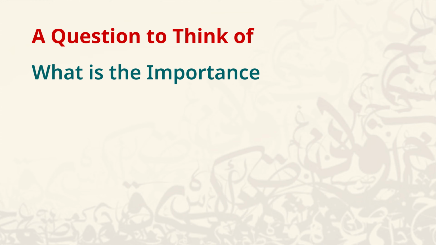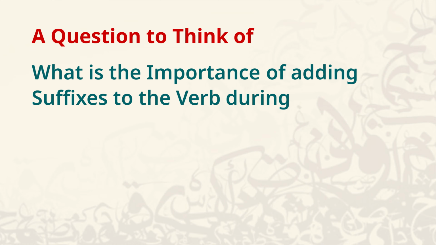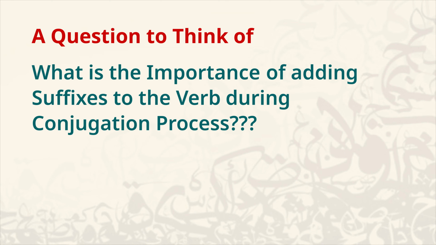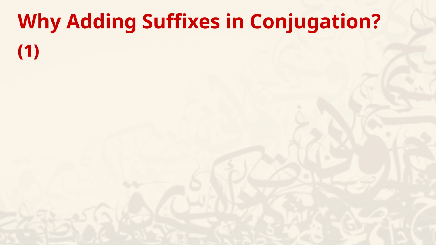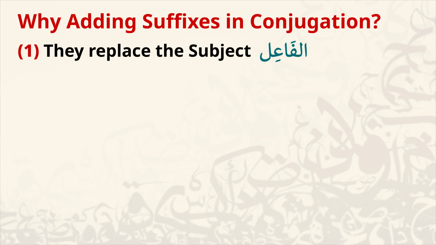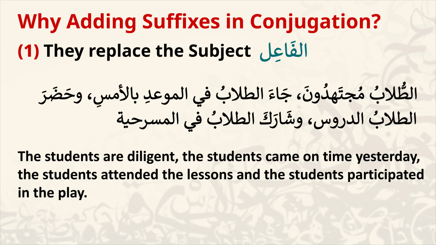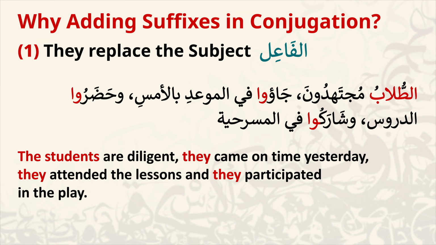What is the importance of adding suffixes to verbs during the conjugation process? Actually, they have more than one function. The first and most obvious, they replace the subject الفاعل of the verbal sentence. Instead of repeating the noun over and over again, we just connect the suffix to the verb. And that's why these connected pronouns we presented last video are called ضمائر الرفع, nominative pronouns, as they replace the subject, which is a noun in nominative case, اسم مرفوع.